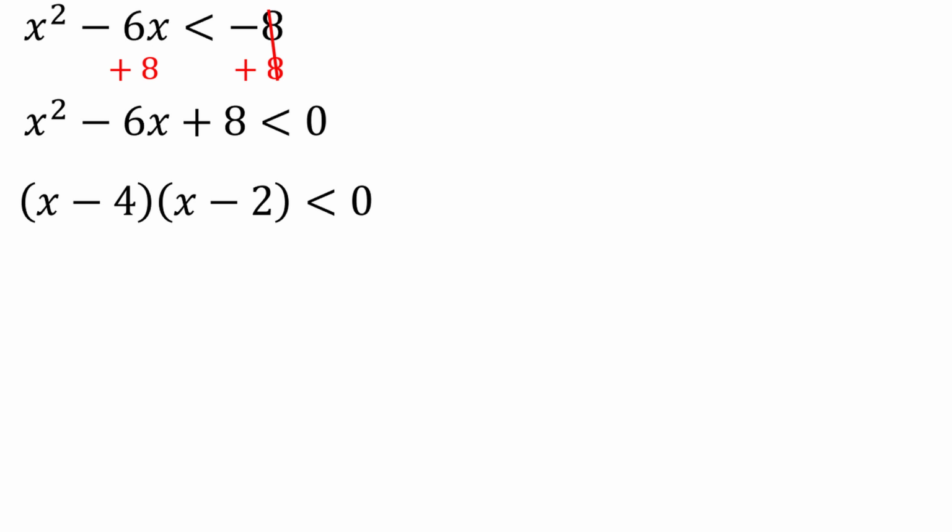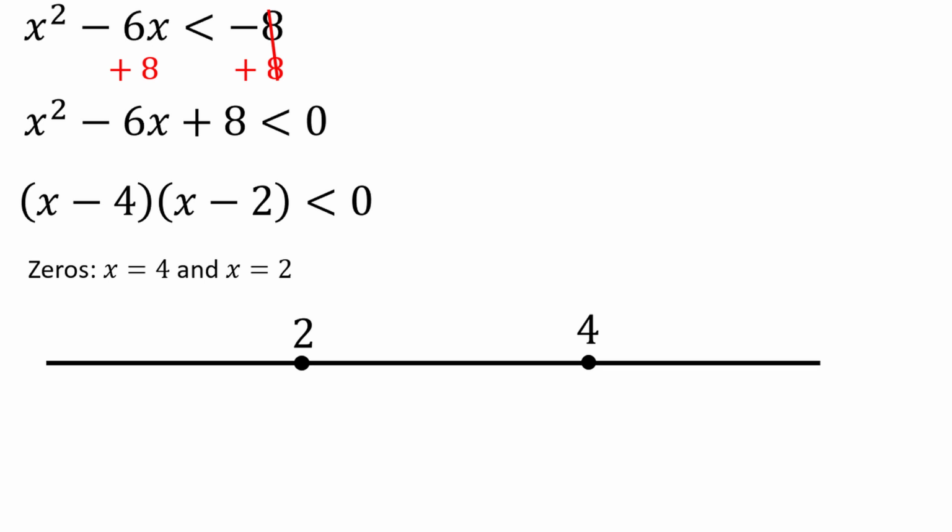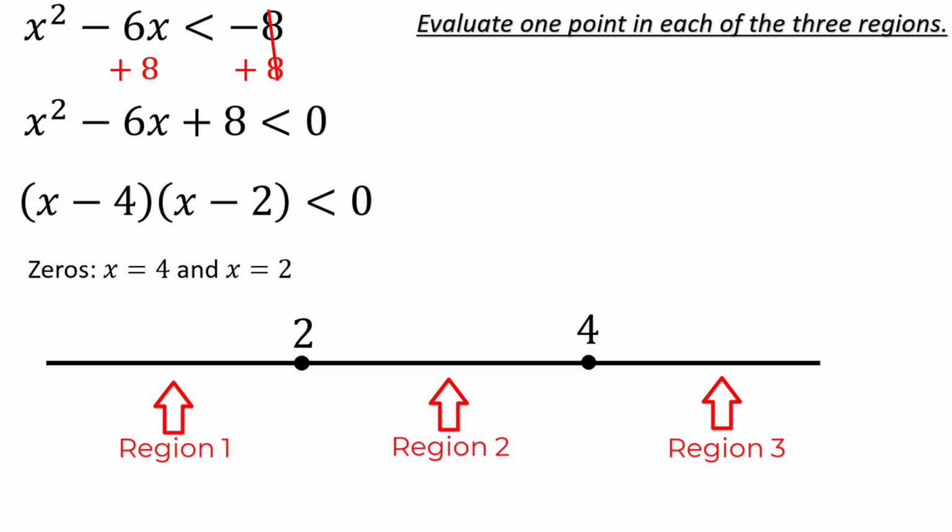We know the zeros will be at x is equal to 4 and x is equal to 2. Those are the only two possible places where we can cross the x-axis, or change from negative to positive. Think of these values on a number line. The only time we can change from positive to negative, or vice versa, is at 2 and 4, since we have a continuous function. If we check a value for this function in each of the three regions, we should know where the function is less than 0.